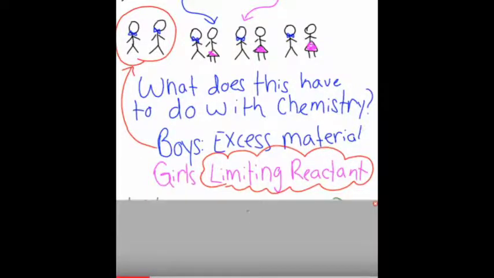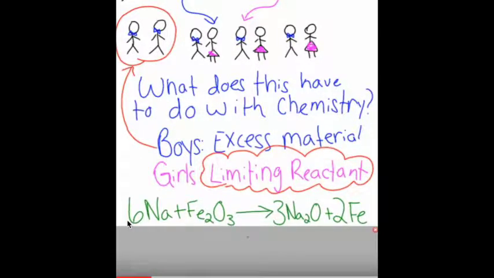So as you can see, the amount of product depends on the limiting reactant. The number of couples on the dance floor is entirely dependent on how many girls there are, because there are fewer girls than there are guys. So let's flip this over and take a look at a chemistry-related example of this.